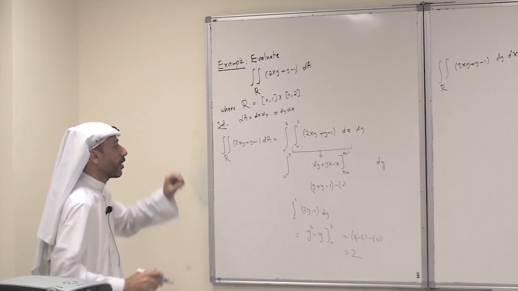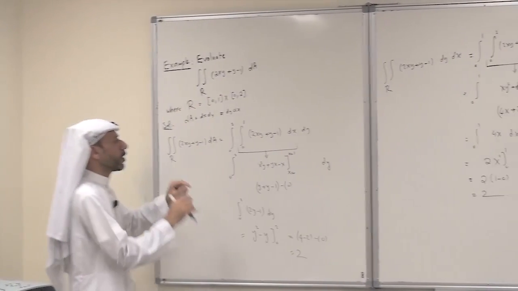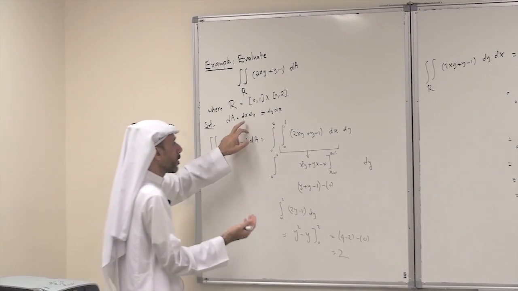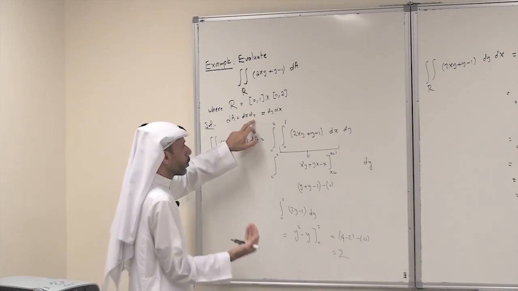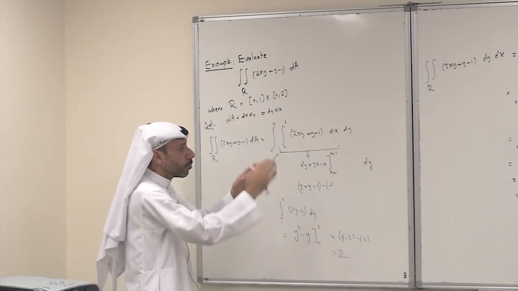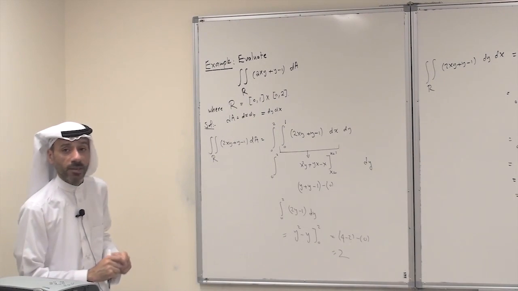So if the region is a rectangular region, really the order of integration is not important. You can integrate first with respect to x, then with respect to y, or first with respect to y, then with respect to x. In both cases, you will get the same answer.